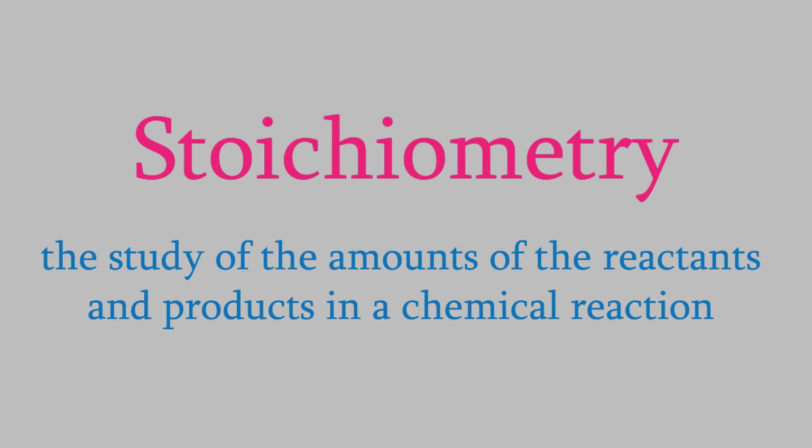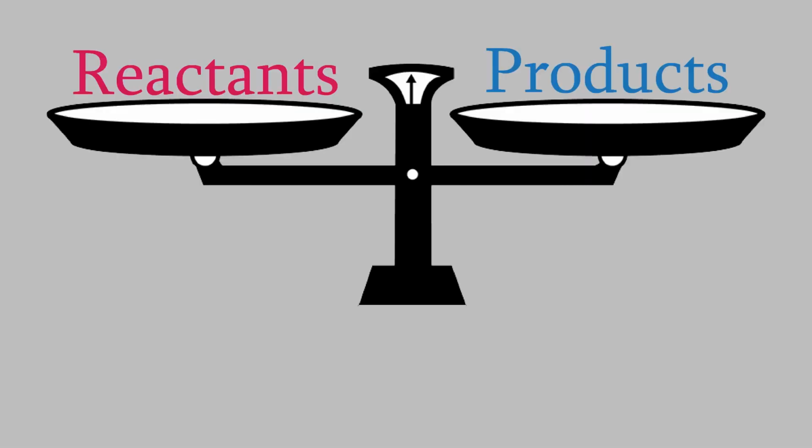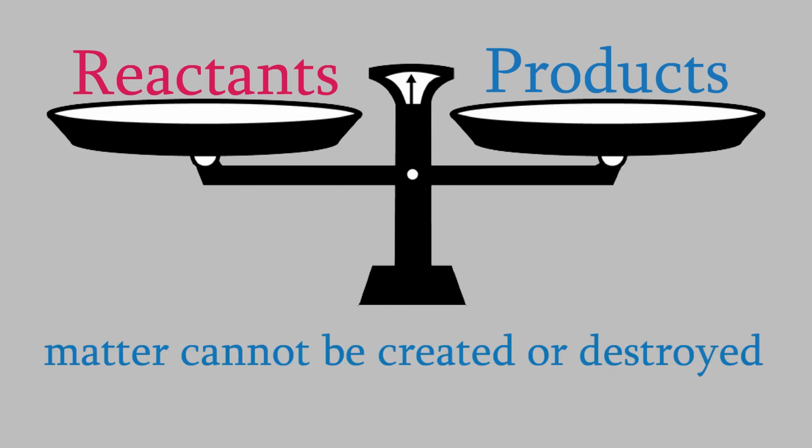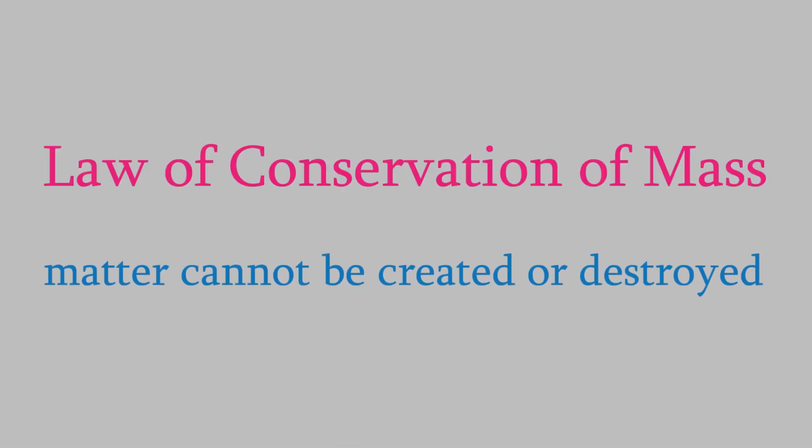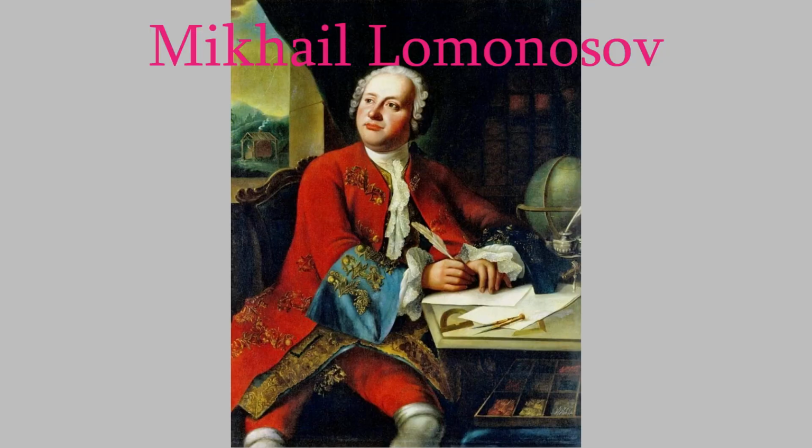The first big step came in 1763. That was the year that people first realized that the total mass of the reactants must be the same as the mass of the products. In other words, matter can't be created or destroyed. You've probably heard this before. It's called the law of conservation of mass, and it was first proposed by the Russian chemist Mikhail Lomonosov.